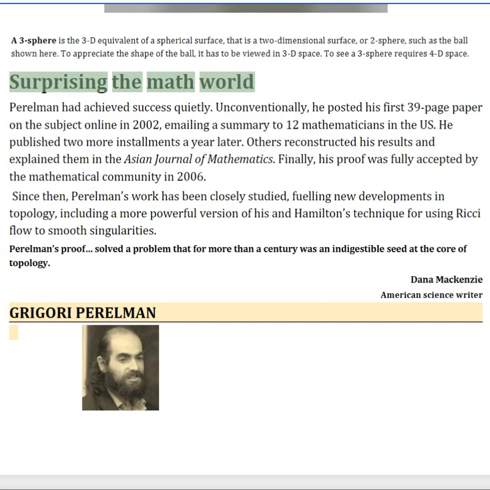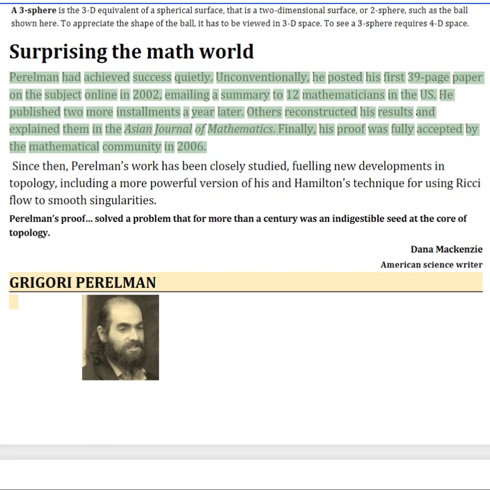Surprising the math world, Perelman had achieved success quietly. Unconventionally, he posted his first 39-page paper on the subject online in 2002, emailing a summary to 12 mathematicians in the US. He published 2 more installments a year later. Others reconstructed his results and explained them in the Asian Journal of Mathematics. Finally, his proof was fully accepted by the mathematical community in 2006.